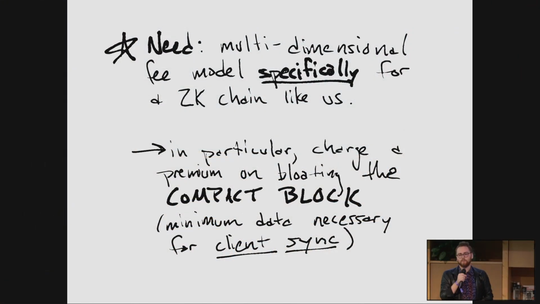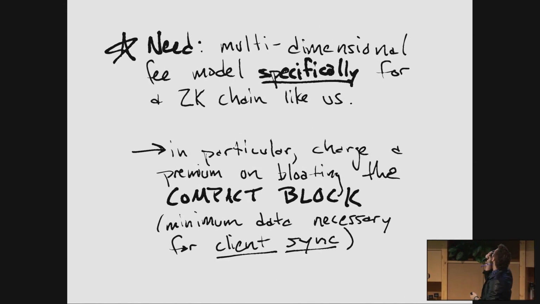Fees have to exist because we don't want people to be using up all of our network bandwidth, right? So we need a fee model, and there's this cool paper about multi-dimensional fee markets that we're going to be implementing on Penumbra. It's very cool. But we need a specific fee model within that paradigm that's tuned for a zero-knowledge chain like us. In particular, we want to place a premium on any actions that contribute to the stream of things that you have to download when you are synchronizing your client state, because we want client sync to be fast.